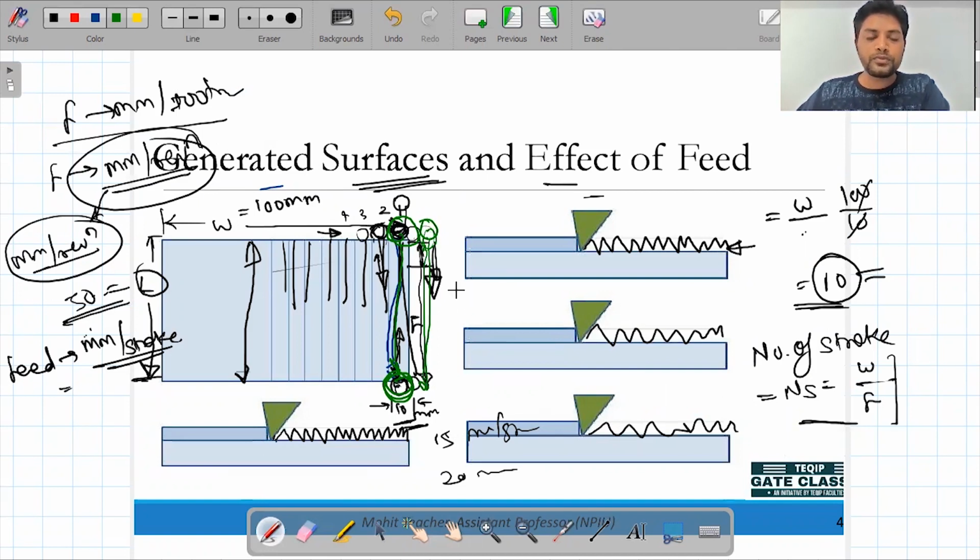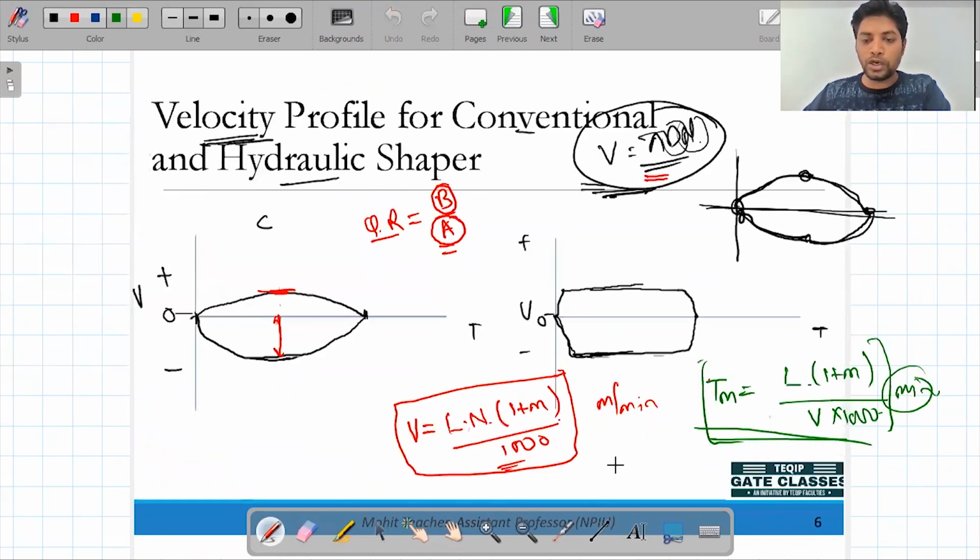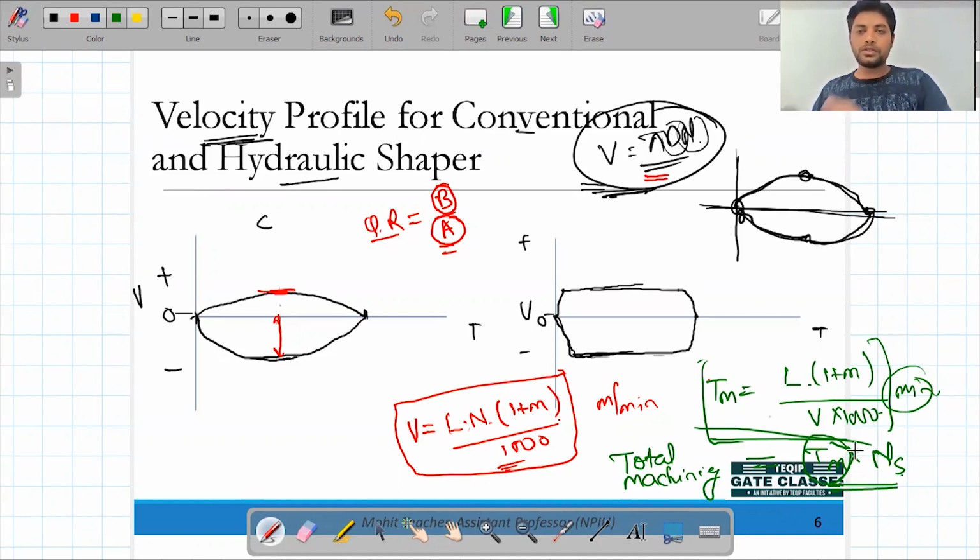Okay, now this is for one stroke only. There are a number of strokes. How many strokes are there? That is ns, and that will be equal to W by F. So if we have to give the total machining time, then that will be equal to Tm, whatever machining time you get from here, into ns, the number of strokes. Okay, so this will be the final machining time.